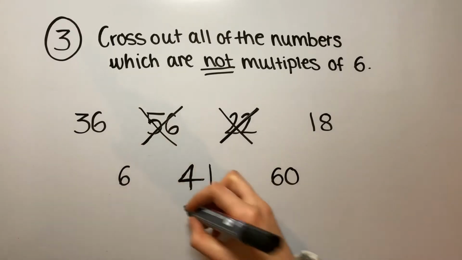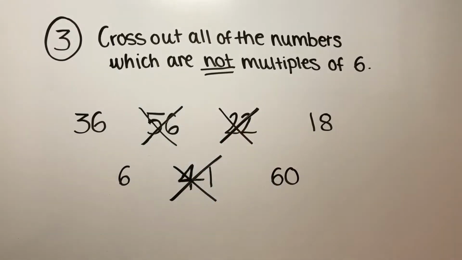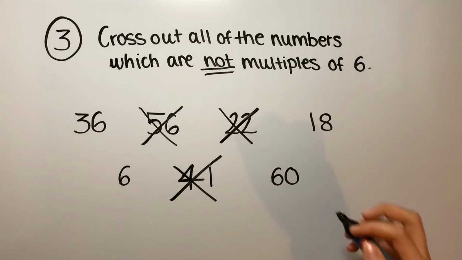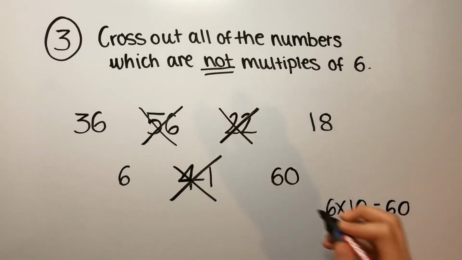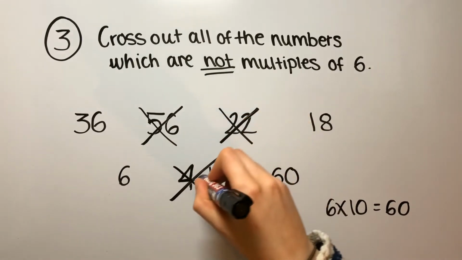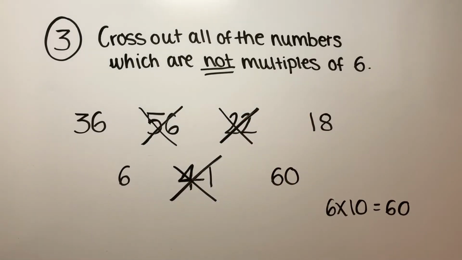41 isn't a multiple of 6. If we do 6 times 6, we get 36. And then if we do 7 times 6, we get 42. And the number 41 is in between those two numbers, which means that it is not a multiple of 6. 60, we can do 6 times 10, which gives us 60. These are the 3 which we should have crossed out.